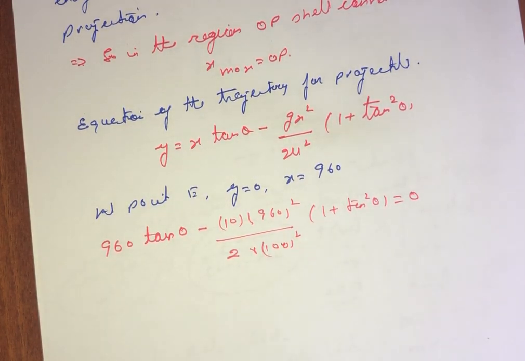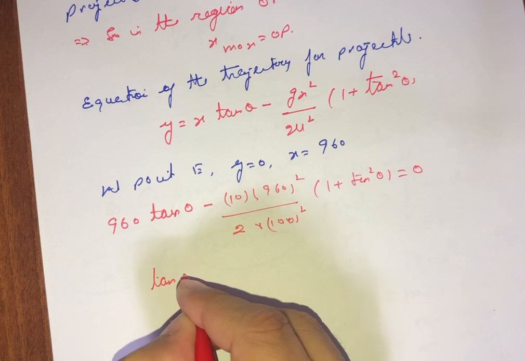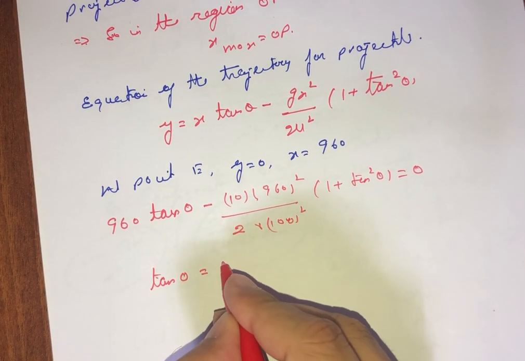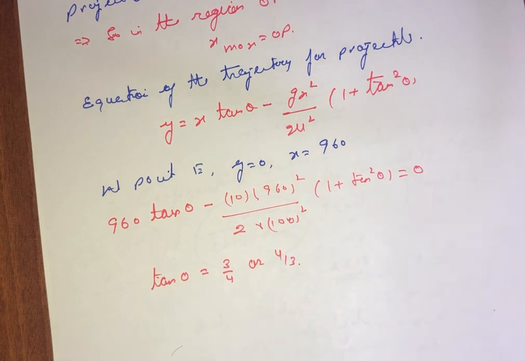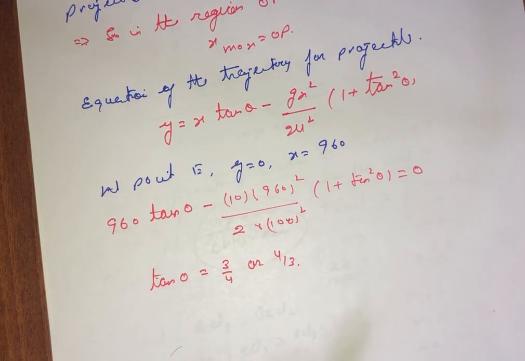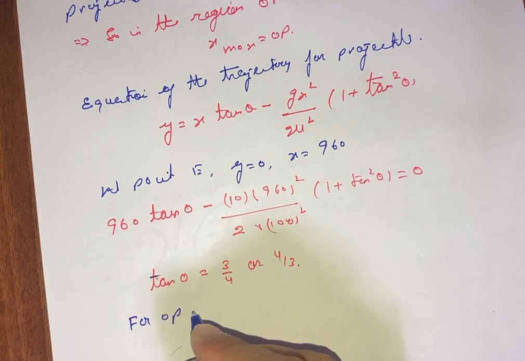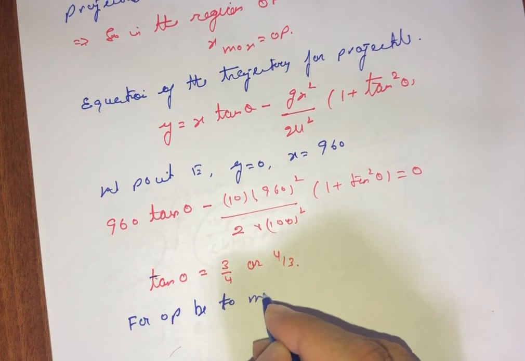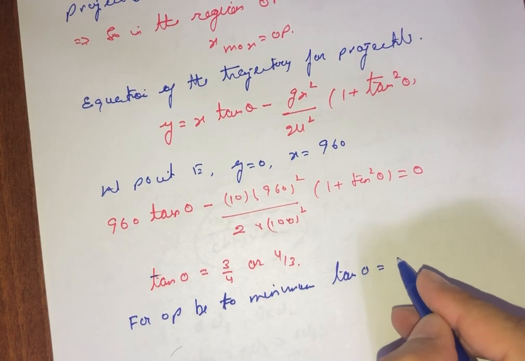So if you solve it, we are going to get this as tan theta is going to have two values. It is quadratic in tan theta, so tangent of theta is going to have two values, 3 by 4 or 4 by 3. But we want this OP to be as small as possible. So for OP to be minimum, tangent of theta should be equal to 4 by 3.